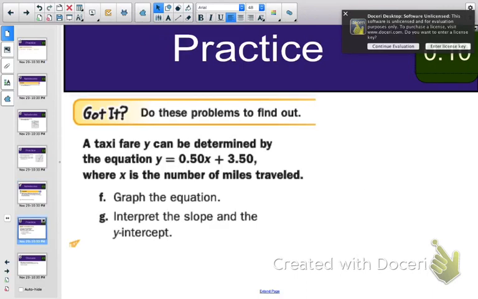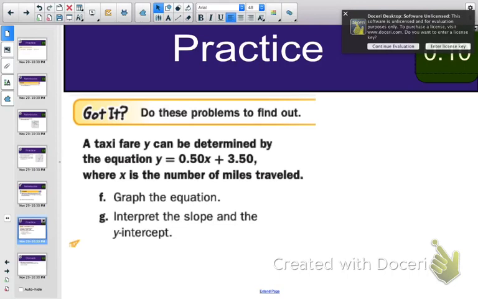A taxi fare y can be described or determined by the equation y equals 0.50x plus 3.50, where x is the number of miles traveled. So I want you to graph the equation and interpret the slope. Okay, so here your y-intercept is 3.50, and your slope is 0.5.